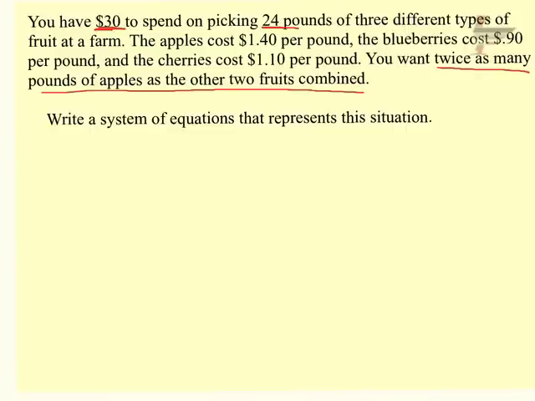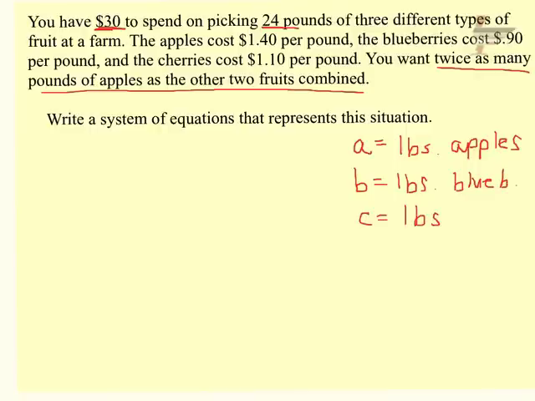So of course I would define my variables, and I'm going to use A, B, and C for apples, blueberries, and cherries. You can use any variables, of course, right? So A would be the pounds of apples, and B would be the pounds of blueberries, and C would be the pounds of cherries.